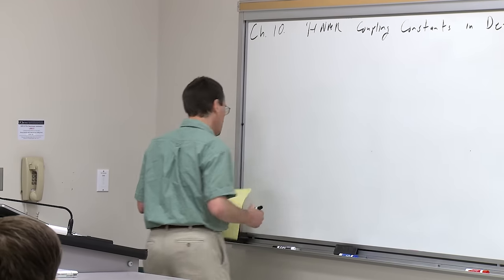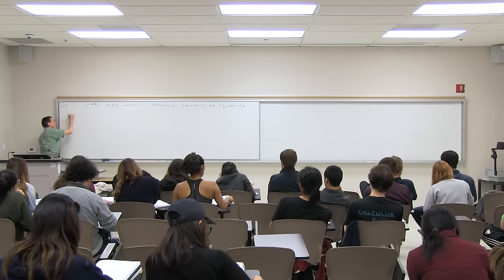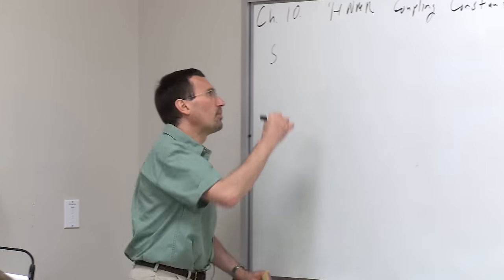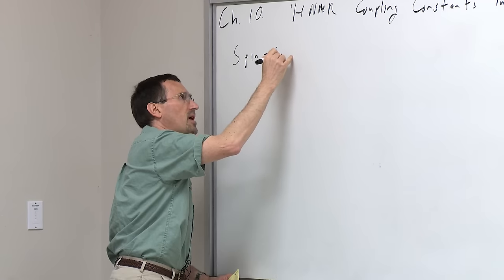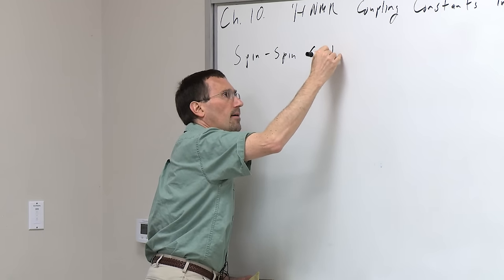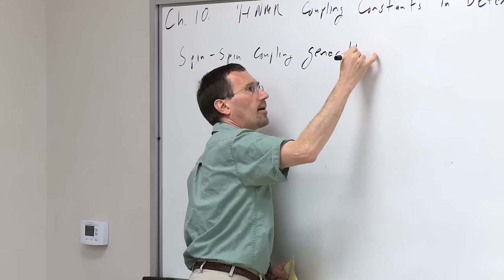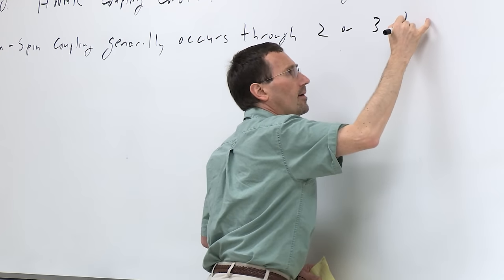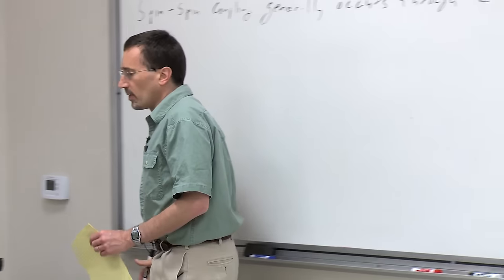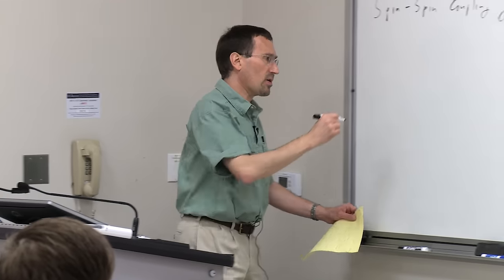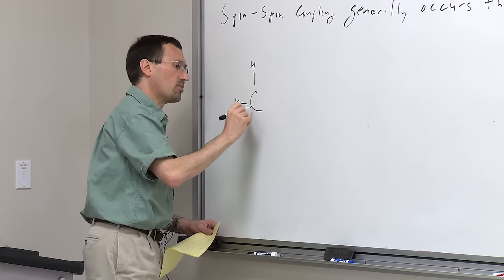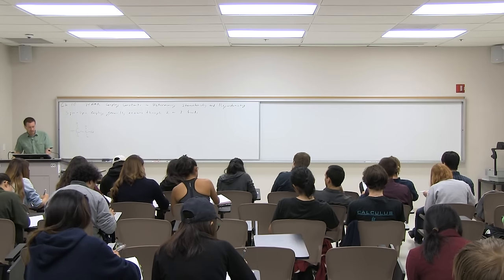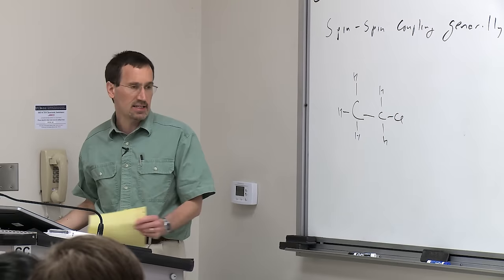So we were talking about spin-spin coupling before, about splitting, and I gave examples. We've talked about a couple of examples, and I said spin-spin coupling generally occurs through two or three bonds. And certainly the simplest example you get from the beginning of sophomore organic chemistry might be something like an ethyl group, and I've drawn this molecule before as sort of my archetypal sketching of an NMR spectrum. So let's take chloroethane as an example.